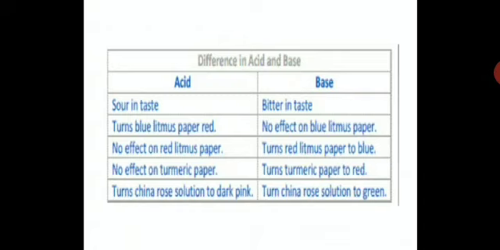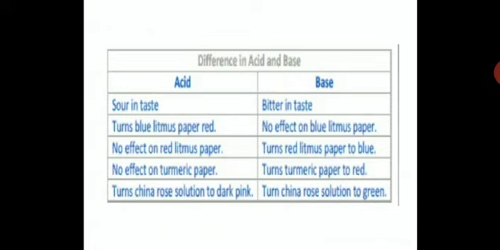Acid is sour in taste, base is bitter in taste. Acid turns blue litmus paper red. This is very important. You should all know, at the tip of your tongue, that acid turns blue litmus paper red. And base has no effect on blue litmus paper. Blue remains blue, no change. Next, no effect on red litmus paper. Acid will not show any effect on red litmus paper, whereas base turns red litmus paper to blue.